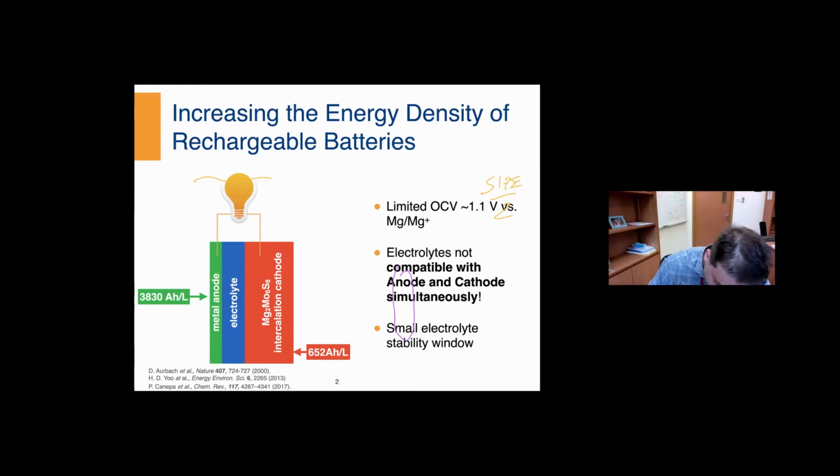And Professor Aurbach initially proposed a Chevrel material, which is this molybdenum sulfide or selenides. And more recently, the group of Linda Nazar showed us that titanium disulfide can intercalate magnesium as well, and very efficiently. However, because you're using a sulfur or even more so selenide-based chemistry, your open circuit voltage is rather small.